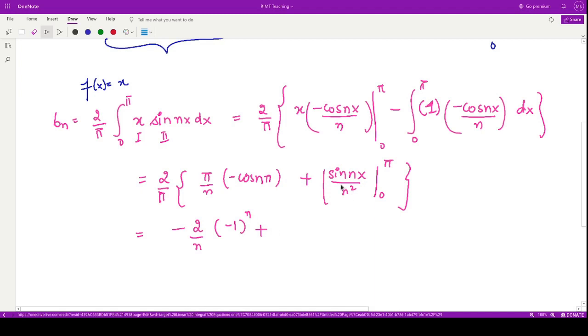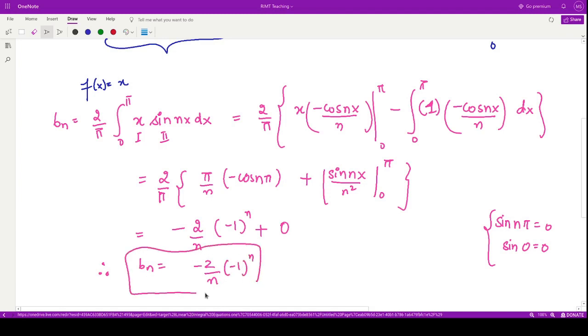And here when you substitute the upper limit, you will have sine n pi, which is equal to 0, and when you substitute the lower limit, you have 0 again. Therefore the second term is equal to 0. So from here you obtain the value of bn as minus 2 upon n into minus 1 to the power n. So this is your bn.